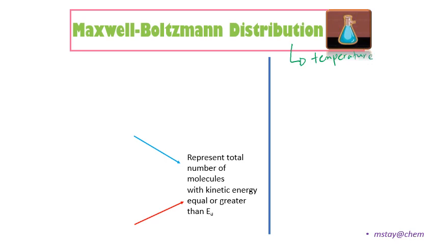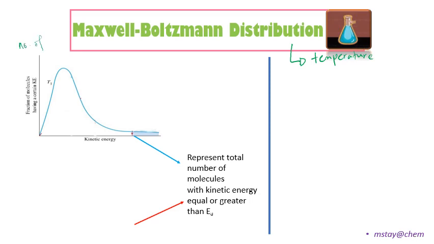So now let's look at the first graph that's showing here. The y-axis here is mentioned as fraction of molecules having a certain kinetic energy, so we can simplify this as the number of molecules. The x-axis represents the kinetic energy. And this line here represents the activation energy.